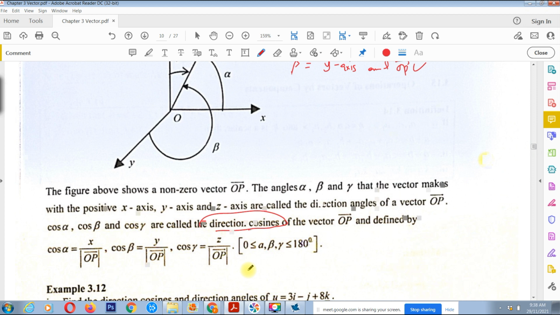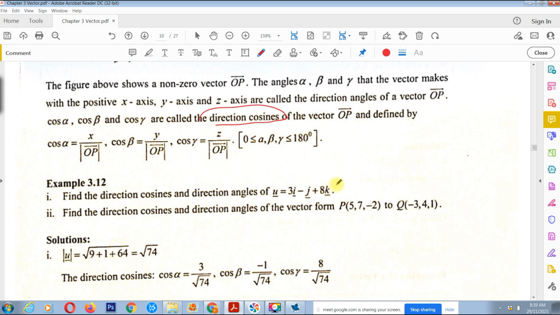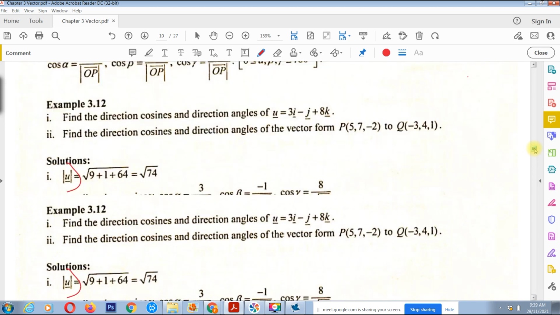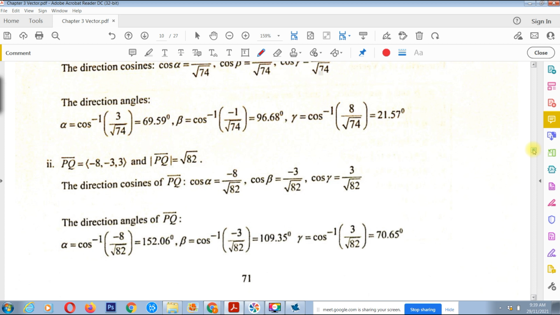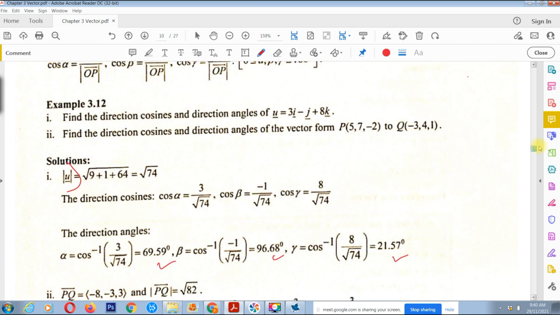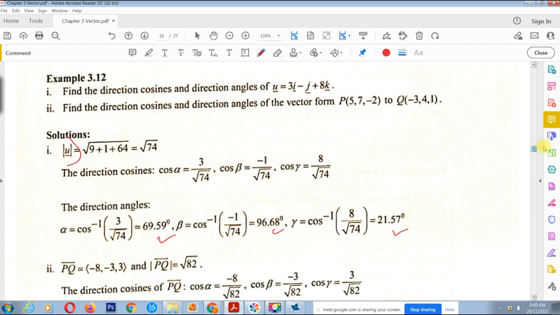You try first. Find the direction cosine and direction angle. First of all, we need to find the magnitude of U. We have 3, 1, negative 1, 8, so we have square root 74, and the direction cosine we have this. Then for the direction angle, we need to find the angle. Find the magnitude, then the direction cosine, and then later we find the direction angle.